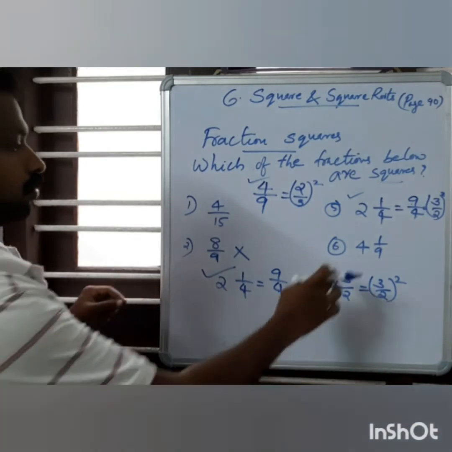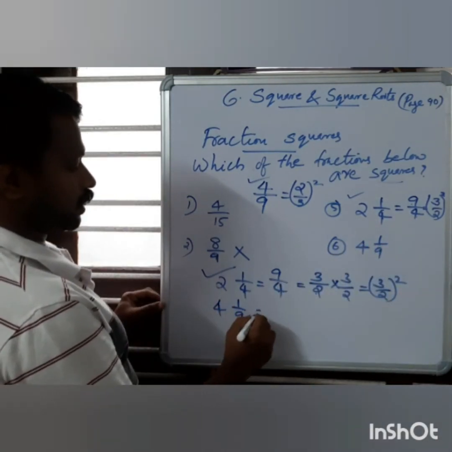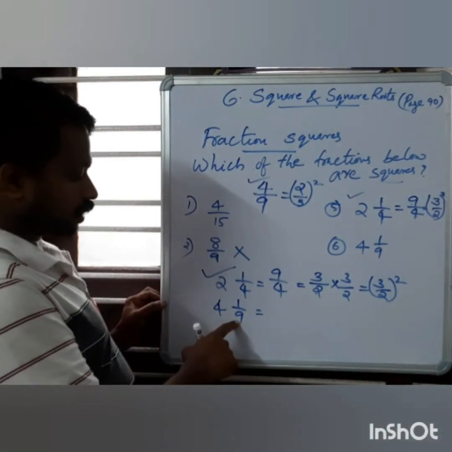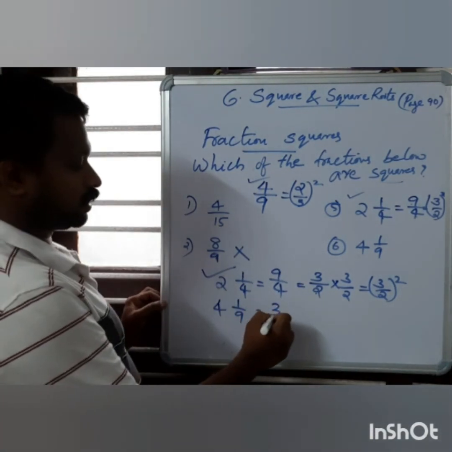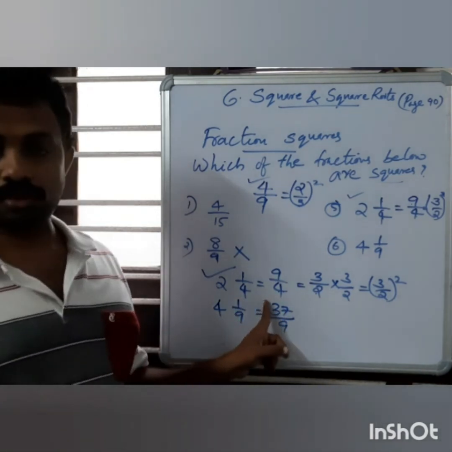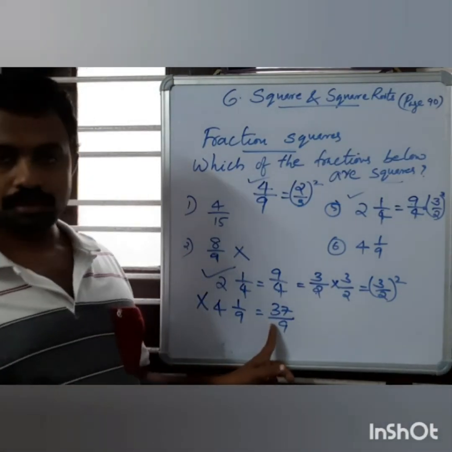See the next one, 4 1 by 9. If we take 4 1 by 9 to a normal fraction, 4 into 9 is 36 plus 1, 37. 37 by 9. 37 has no square root. So this is not a perfect square.